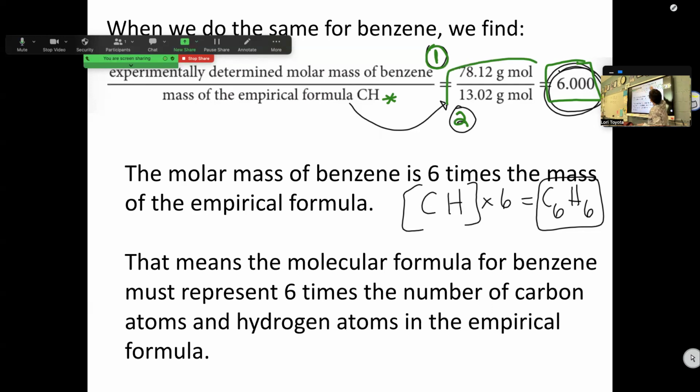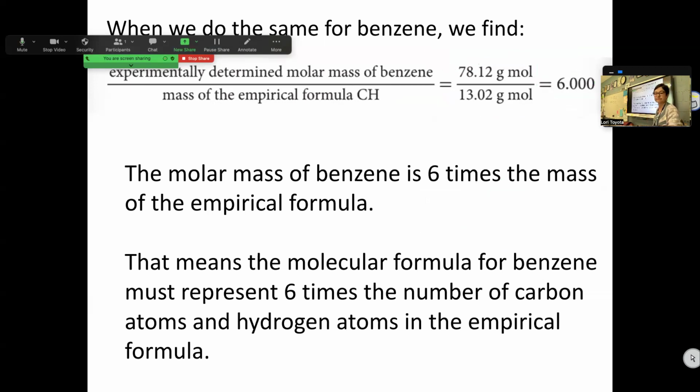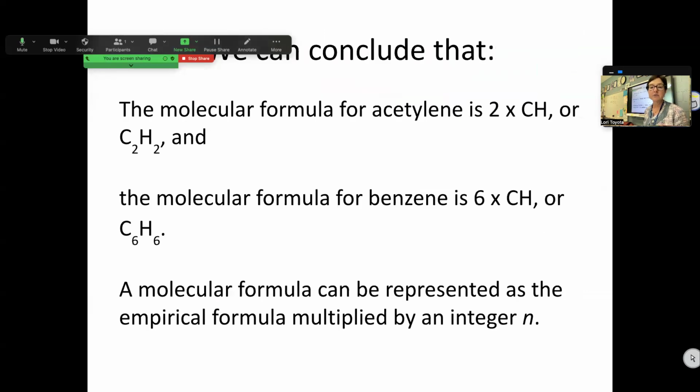That ratio tells you your N. We call it an N factor, or you could use X. It's just a factor. Does that make sense? That's how you know this ratio between the empirical and the molecular formulas. Cool? All right, let's work a problem.